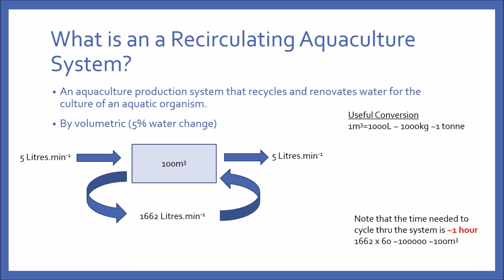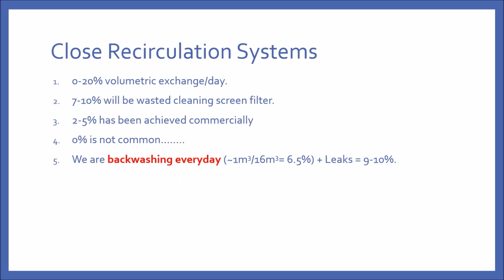So for RAS systems, one favorite common question I get from individuals is, how often do you exchange water? So I would say 0 to 20% is the typical rate of the volumetric exchange per day. Typically, it is very difficult to run at 0% water change, which also means that you do not change the water for a long time. Commercially, we have seen the lowest to be 3%, and we are running about 7 to 10% every day.